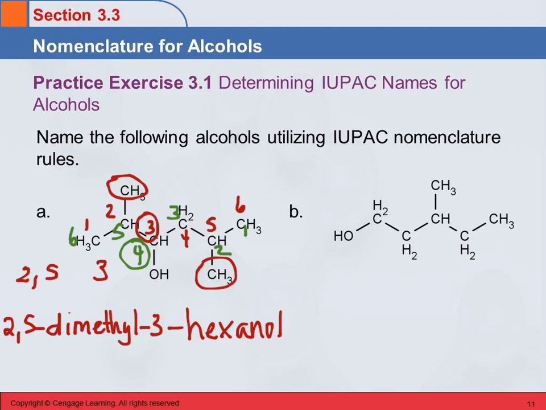I'm going to check myself because last week I got one wrong. It's not good. These are the practice exercises from the textbook. 2,5-dimethyl 3-hexanol. Yep, that's what I came up with too. And what's the base name for letter B? Is it hexanol?